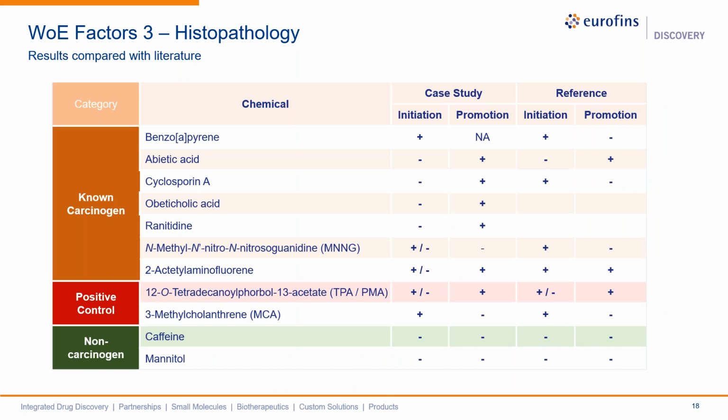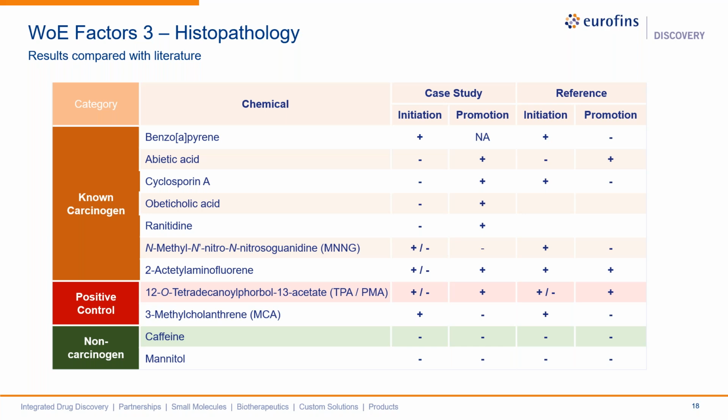Here are the histopathology results. Compare case study findings with literature. This slide showcases our examination of chemical carcinogens using the AI-assisted cell transformation assay. Among known carcinogens, benzopyrene demonstrated clear initiation activity in both our case study and reference. And abietic acid shows promotion activity that aligns with reference data. However, cyclosporine A and ranitidine show promotion activity in our study, but the literature finds something different.